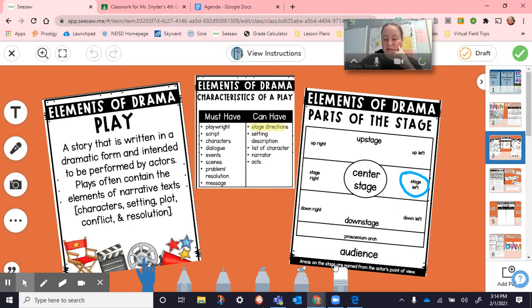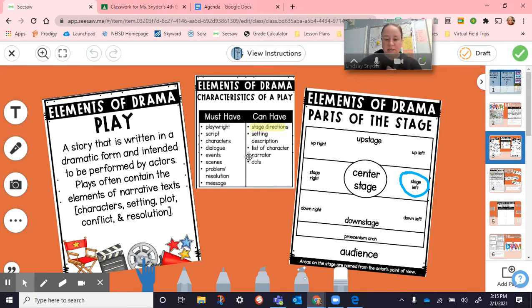And so here, areas on the stage are named from the actor's point of view. So look: up right, down left, stage left, up stage, down stage. Here's where the audience is. So everything's kind of a little backwards there, but think of it as if you are on stage, the actor facing out, what your left would be.